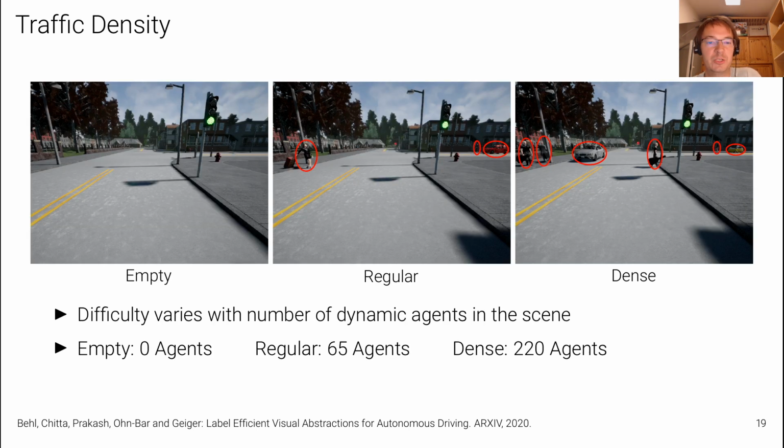In this NoCrash benchmark, there are multiple levels of difficulty integrated. The easiest one is the empty scenario where there are no dynamic agents. Then there's a regular scenario with about 65 agents in the entire town, and the dense setting, which is the most challenging one, with 220 agents that move dynamically in addition to the agent that is trained.